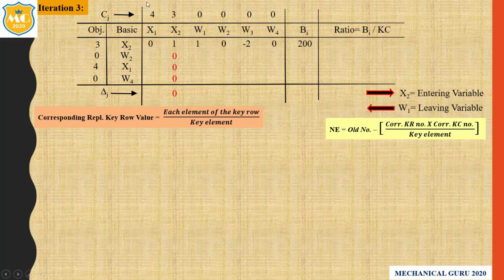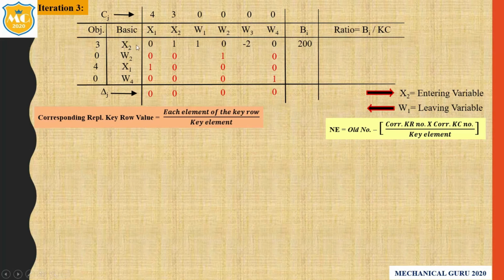Okay, next w2. In the w2 column, as it is, 0 1 0 0. Next x1 value: 0 0 1 0 0. Next w4. Okay, in the w4 column, as it is.